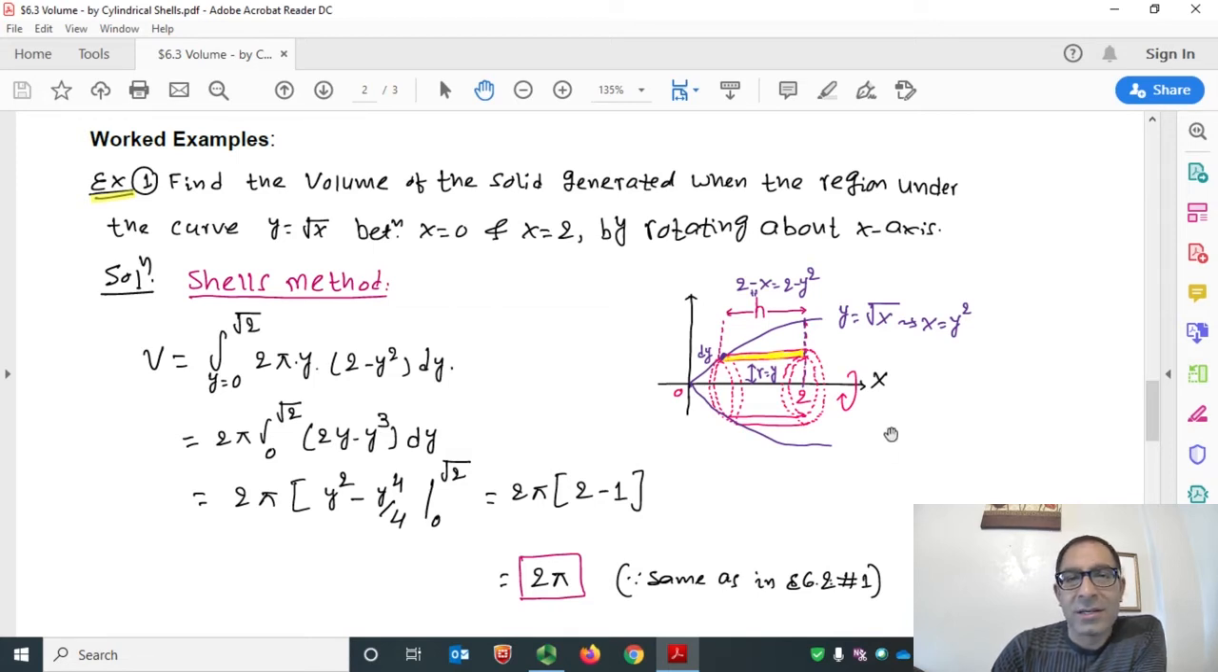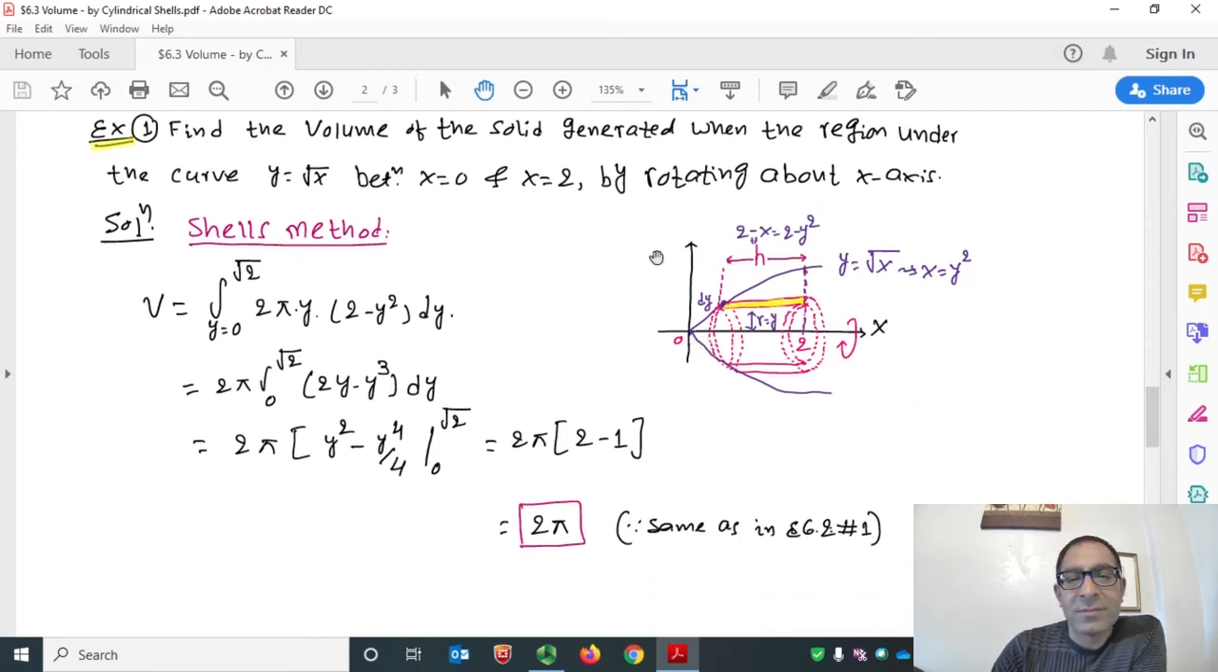So always sketching is helpful, so let's sketch the region here. So the region is between y equals radical x, between x equals 0, which is the y-axis, and x equals 2, this particular line. So we are rotating this region, which is under the graph of y equals radical x above the x-axis bounded between 0 and 2, and we are rotating around the x-axis, right?